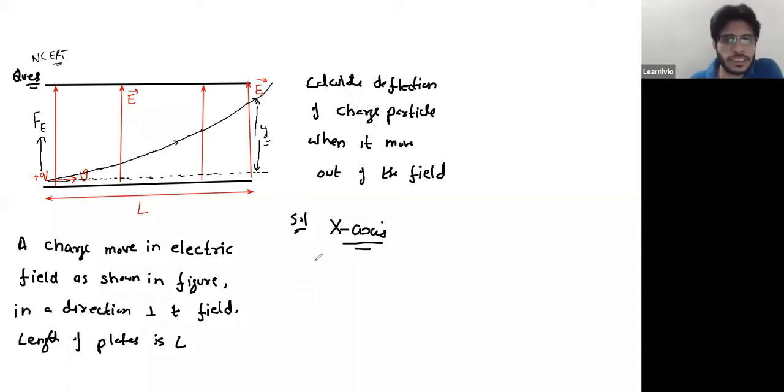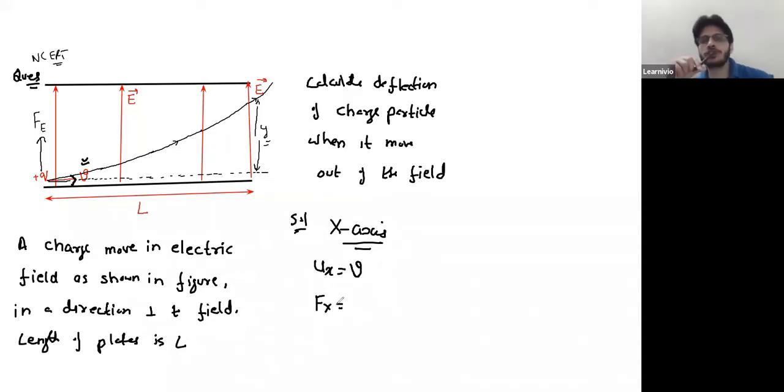Okay, Afroza, what is the initial velocity along the x-axis? What is the initial velocity of this charged particle along the x-axis? Since initially the velocity is along the x-axis only, the whole x component of velocity initially is v.